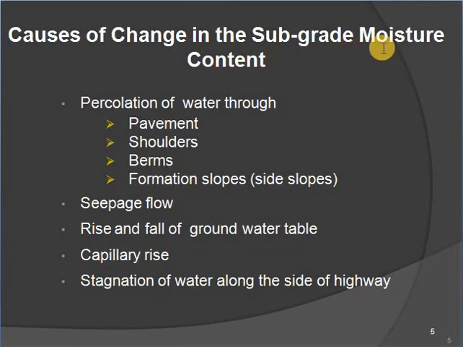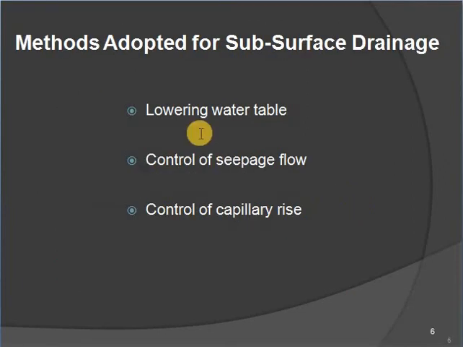Process of changing the subgrade moisture content: percolation of water through pavement, shoulders, berms, formation slopes, side slopes, and seepage flow, rise and fall of groundwater table, capillary rise, stagnation of water along the side of highway. Methods adopted for subsurface drainage are lowering water table, control of seepage flow, control of capillary rise. So these are the methods for controlling the subsurface drainage.